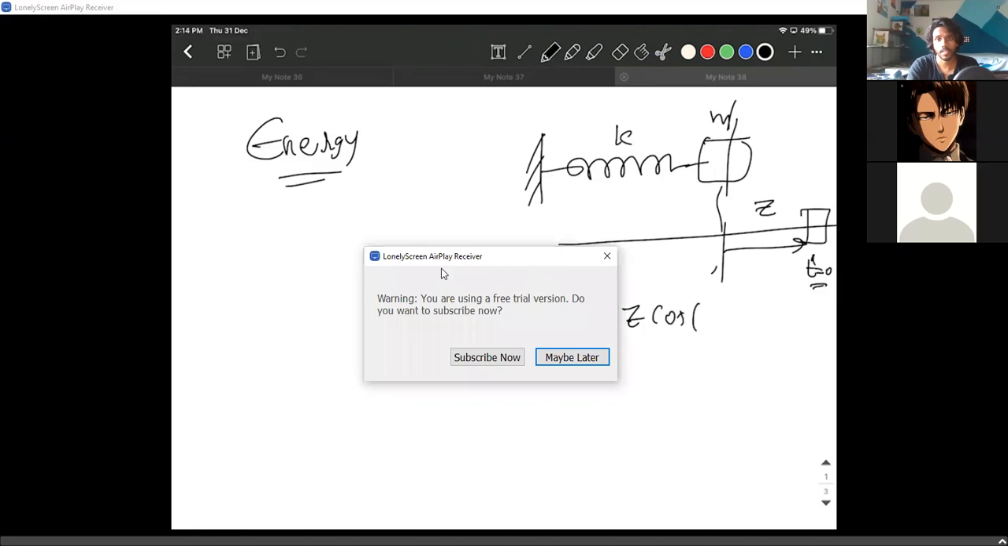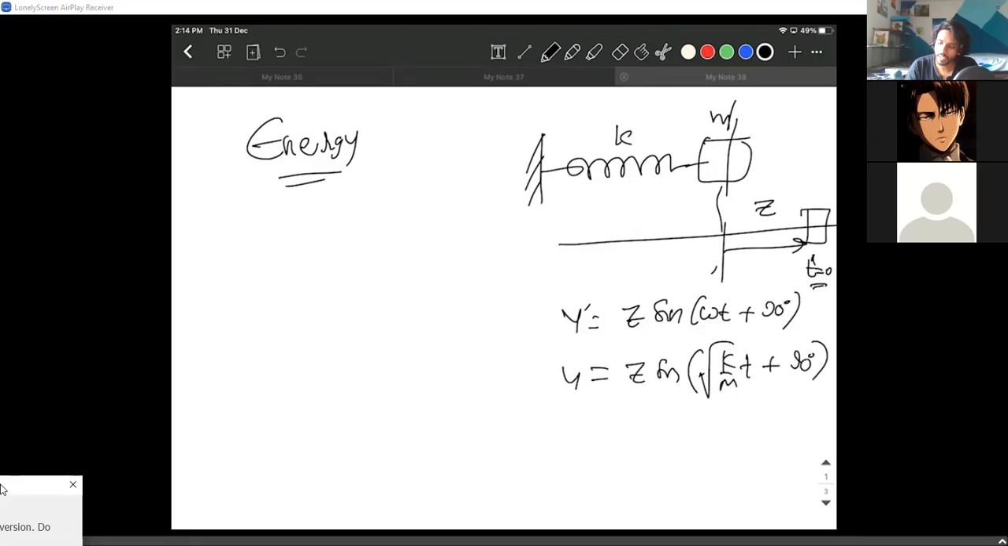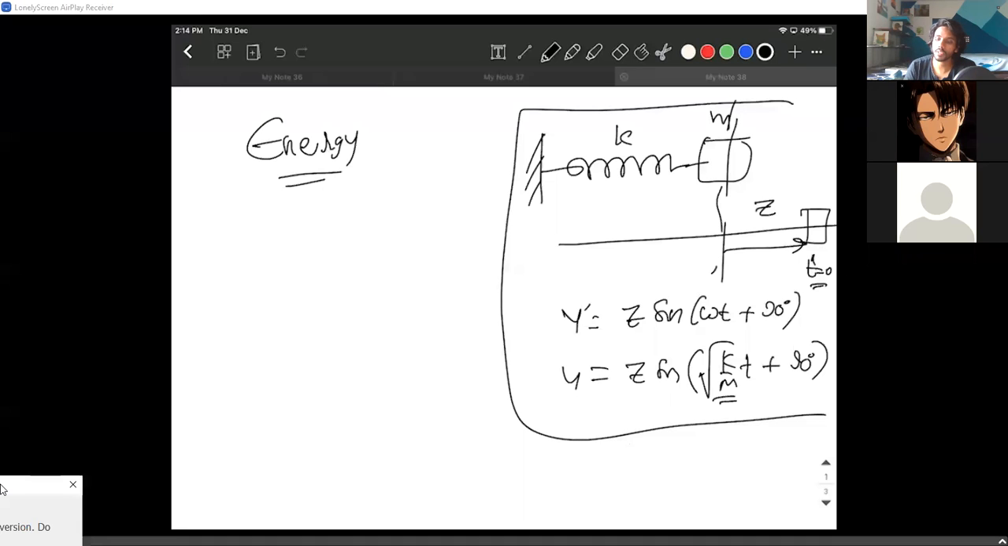Anything is fine. So cos omega t plus 0, or you can write it as Z sine omega t plus 90 degrees. Now in the place of omega, I have to write root over k by m, because I didn't mention omega, but I gave you root over k by m. If somebody gives you a problem like this, this is how you represent the SHM equation.